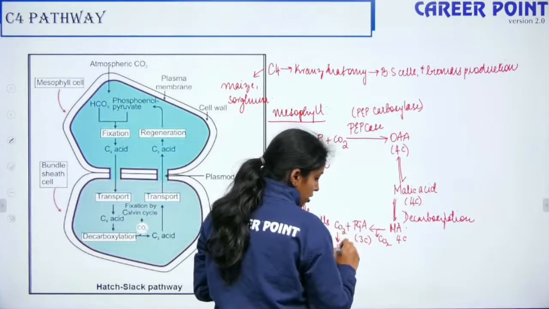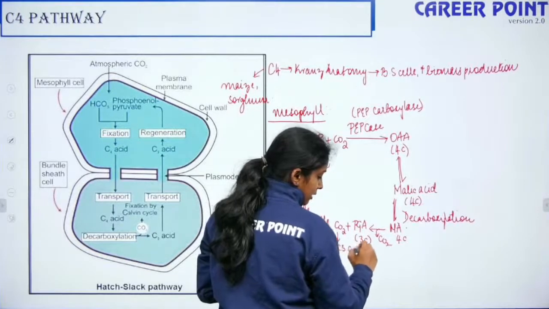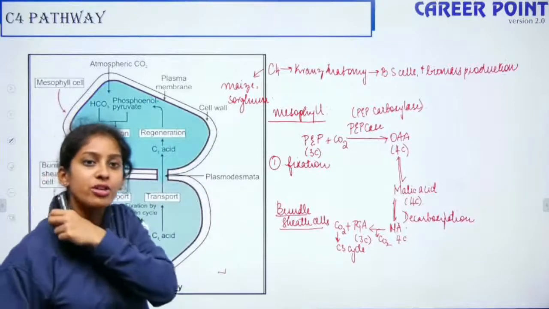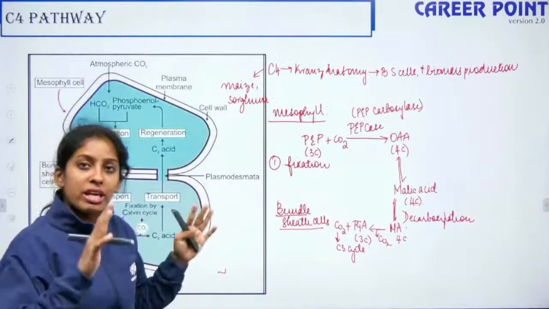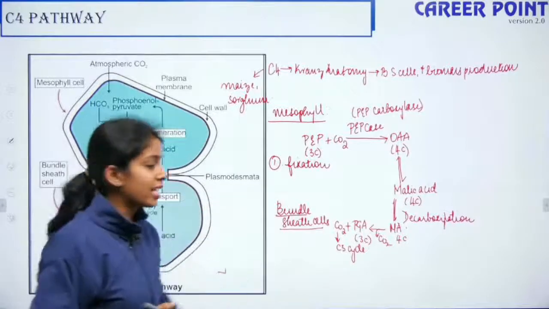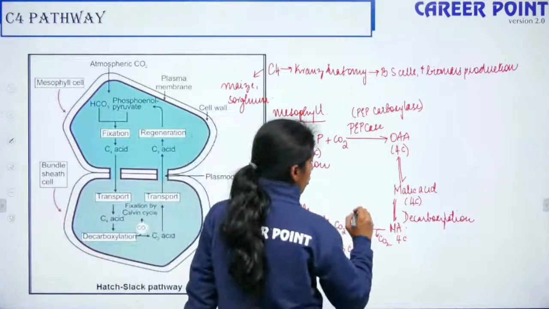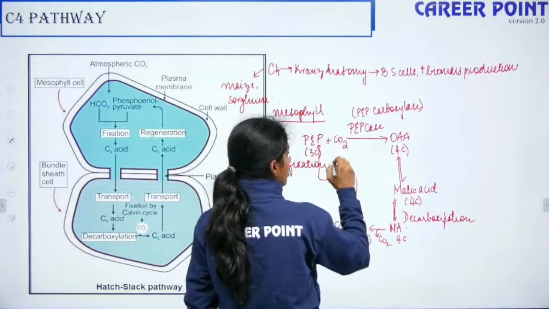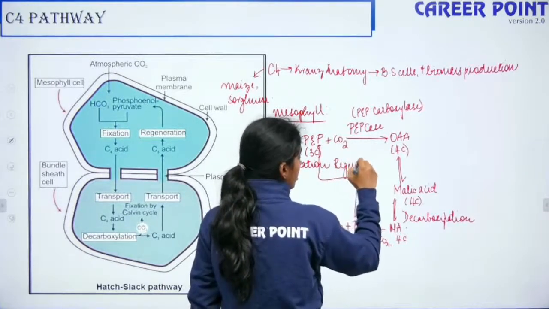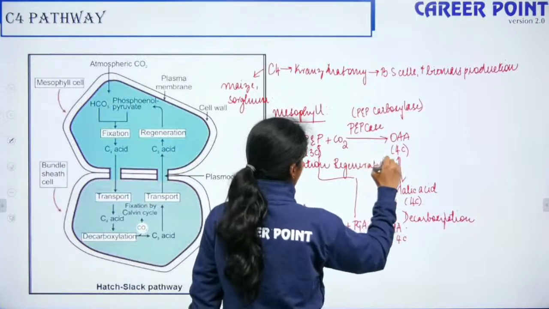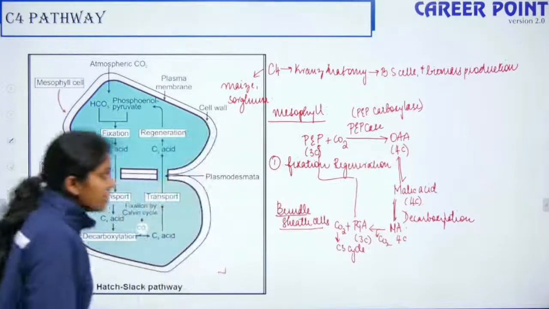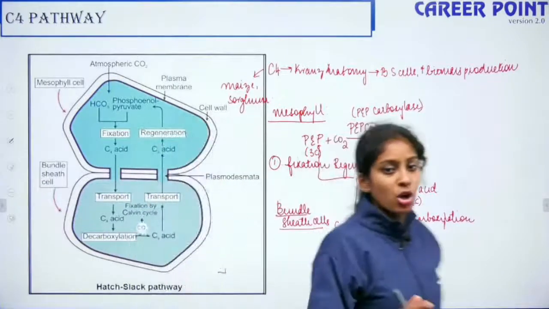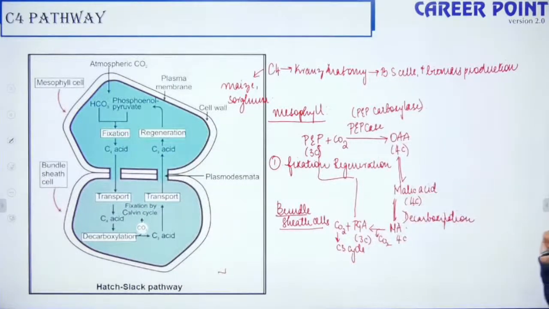Now this carbon dioxide enters the C3 cycle. This is the reason I said all living plants have your C3 cycle happening. Even C4 plants have your C3 cycle happening. Now your 3-carbon compound will be transferred back into the mesophyll for the regeneration of your PEP. This is how your C4 cycle happens. It happens in 2 particular locations. One is the mesophyll, the other is your bundle sheath cells.